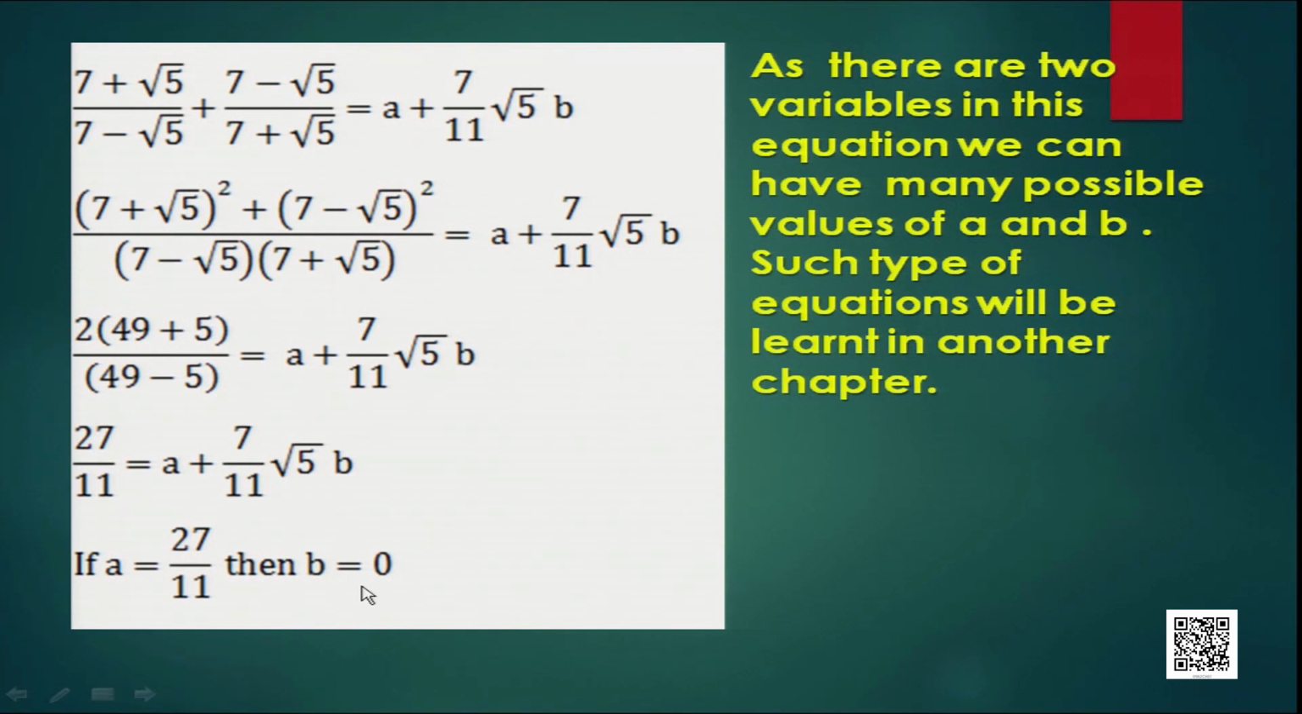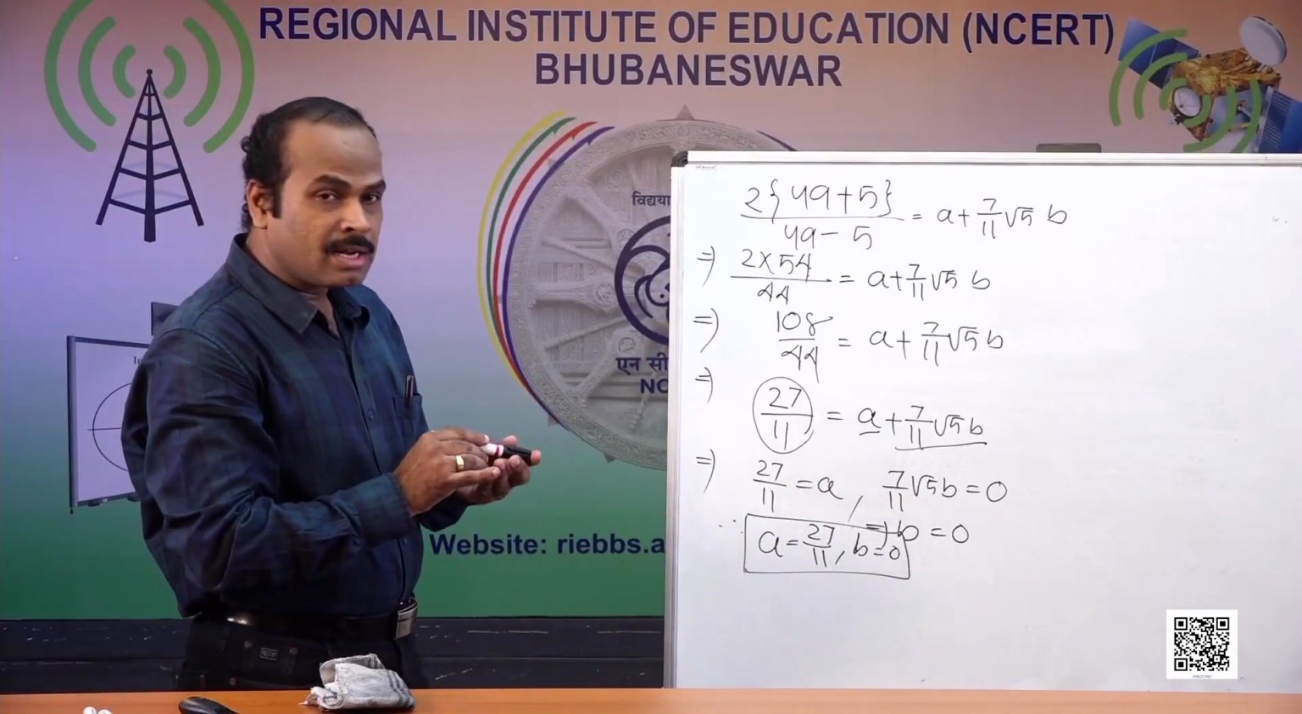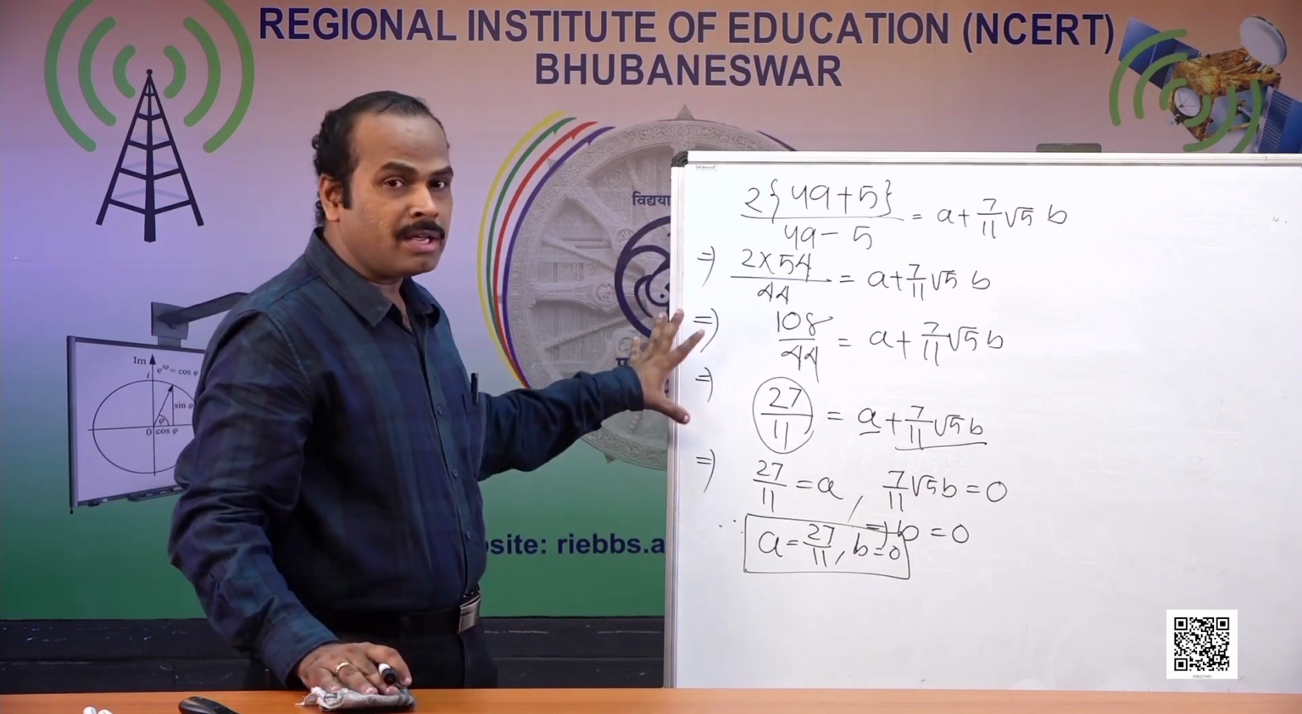Here we can find this is a linear equation in two variables. Here a and b, there are two variables. As there are two variables in this equation, we can have many possible solutions of a and b. So such types of equations will be taught in the chapter on linear equations in chapter number 4. So we can find many values of a and b. You can also try many more. So in such an example, I can find how to find the value of a and b by solving this rationalizing factor.